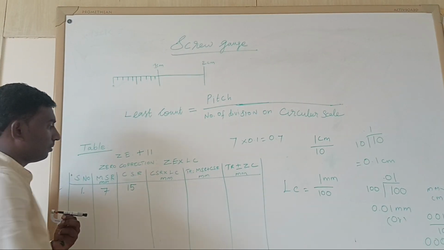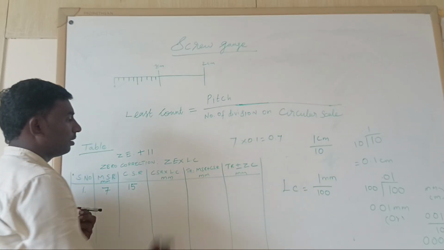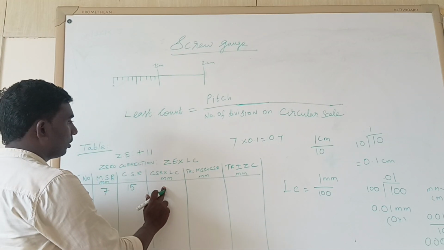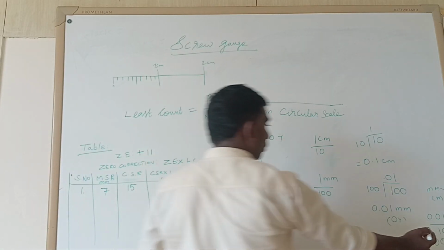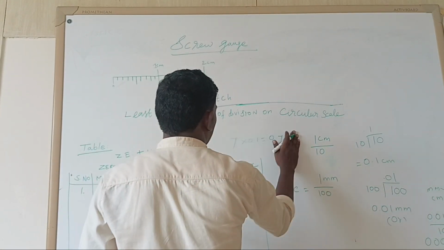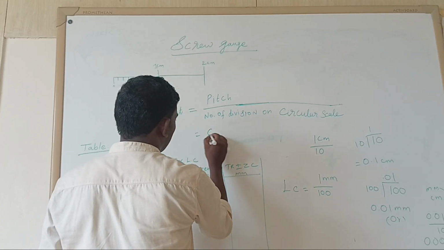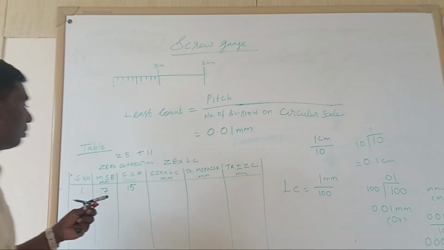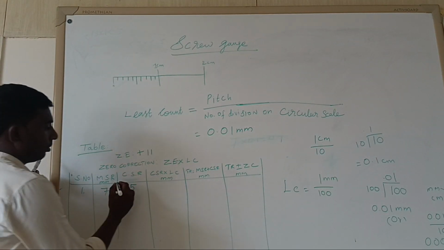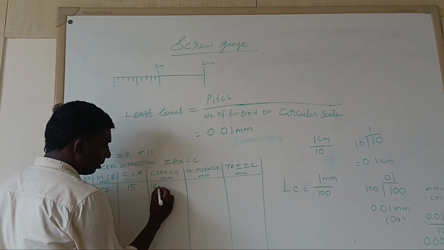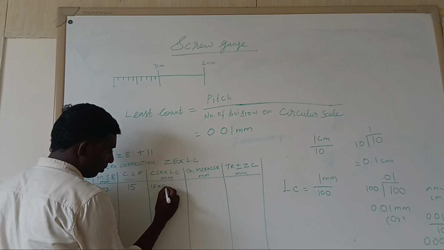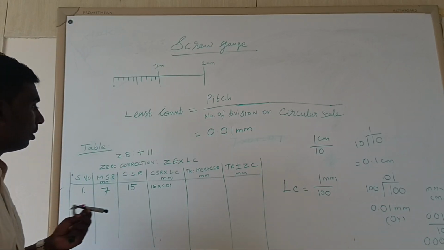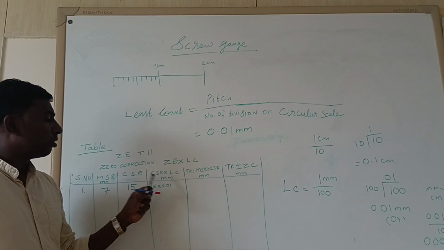Okay. Next, CSR into least count. The least count is 0.01, so here I will write 0.01 millimeter. Okay, so that is 15. So CSR value 15 into 0.01, here I wrote millimeter. So why do you multiply by 0.01?